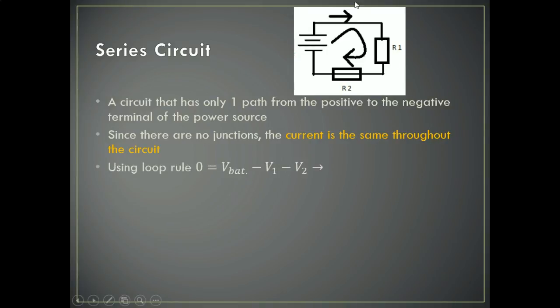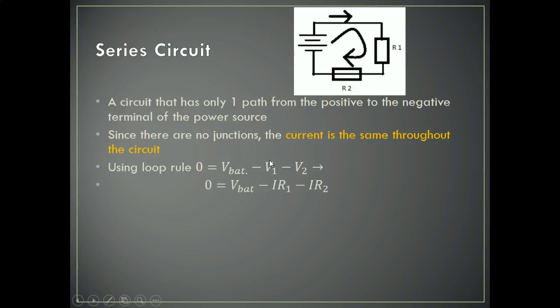So using the loop rule, so we just talked about the loop rule. Since both of these arrows are going the same direction, batteries are positive, resistors are negative. So the voltage of the battery minus the voltage of resistor 1 minus the voltage of resistor 2 equals 0. So this is what we just talked about.